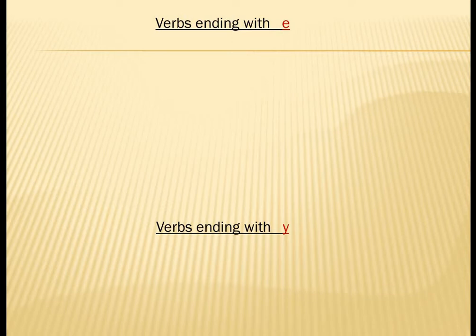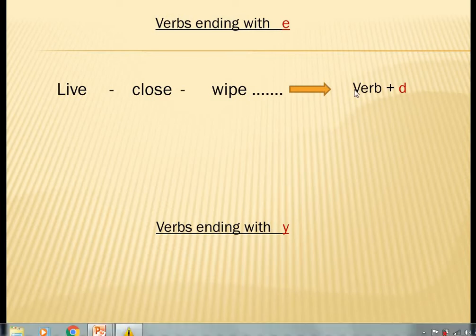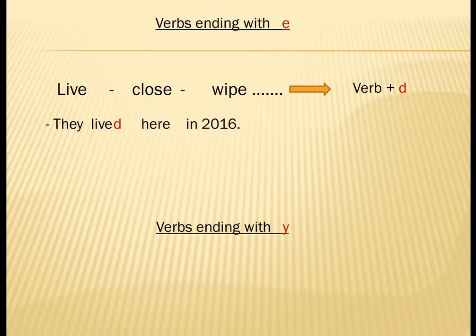For the verbs ending with e, like live, close, wipe, in this case we use the infinitive of the verb and we only add a d, instead of ed. Here is an example. They lived here in 2016. As you see, we have the verb live, which is ending with e. We added just d. They lived here in 2016.